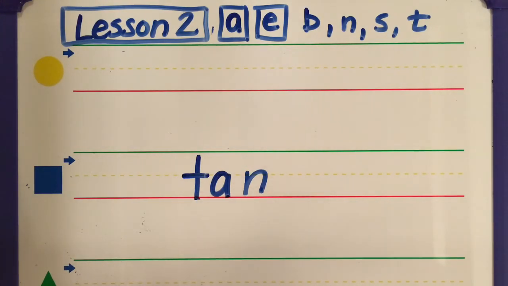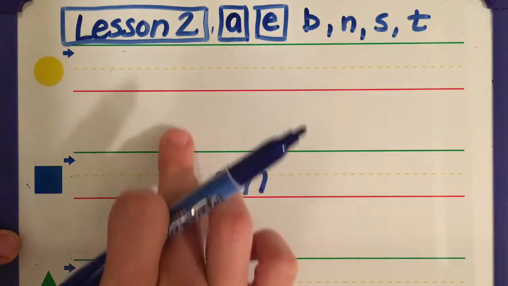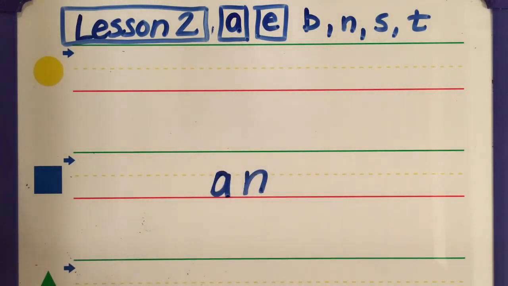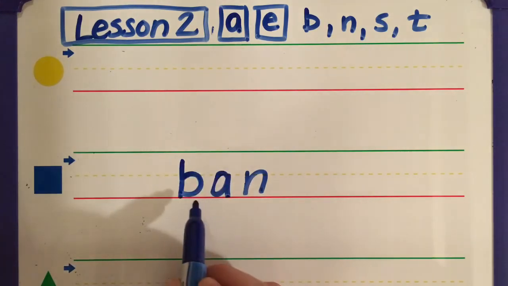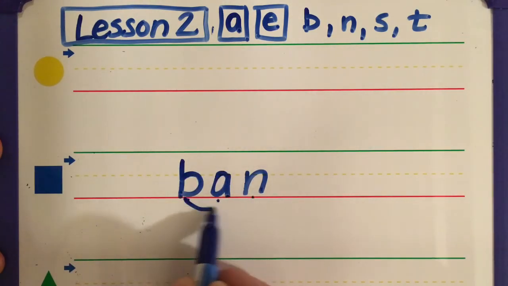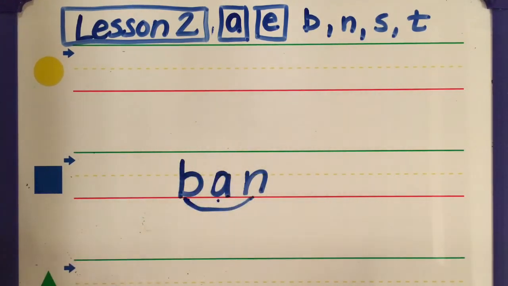T-A-N. The next word that we're going to spell rhymes with tan. The word is ban. Get ready. B-a-n. Go ahead and erase the T. Replace it with the letter that you think is correct. Now Miss Heller is going to do that. B-a-n, ban. B-A-N.